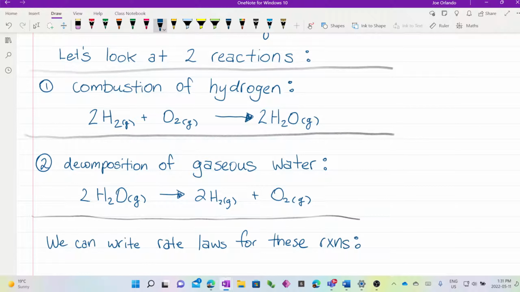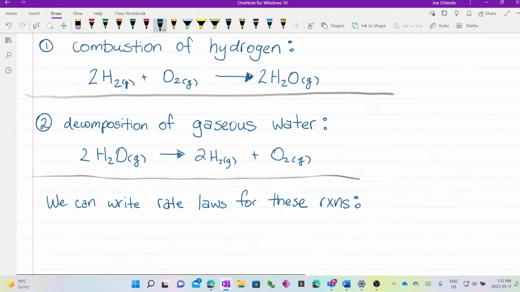So, here we have two reactions, and we could define both of these as having a rate. What would the rate of the first reaction be?